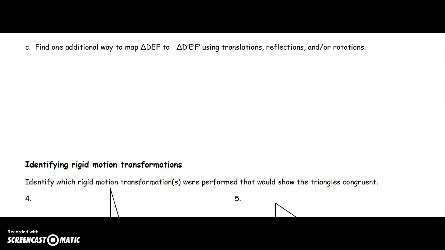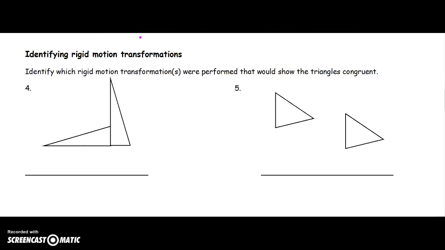Another thing we're going to have to do this chapter is identify rigid motion transformations. So in number 4, if you put the point right there and rotate this one image down counterclockwise 90 degrees, that's a rotation. And again, it matches perfectly the other image. This one, if we moved this one to this one, then we just kind of picked it up and moved it, and that's again a translation.